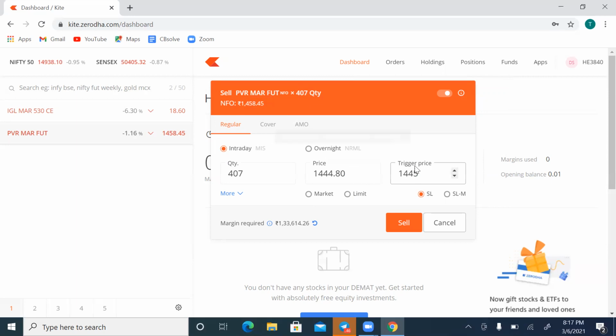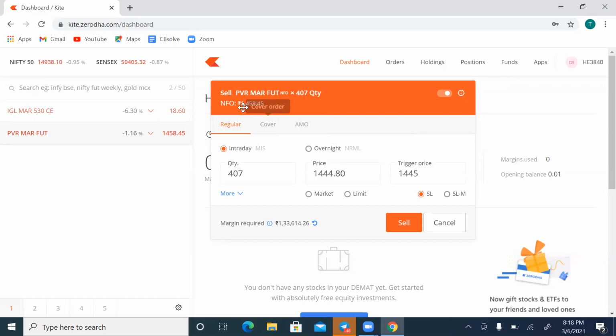So the NSE exchange will get a message from us at 1445. This user wanted to execute this trade, but the limit is 1444.80. So between 45 and 44.80, if any bid is placed on this particular PVR March future, you will get this trade executed by NSE and you will get the stock into your account.